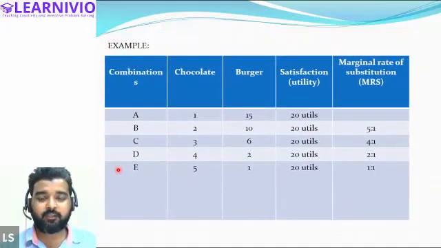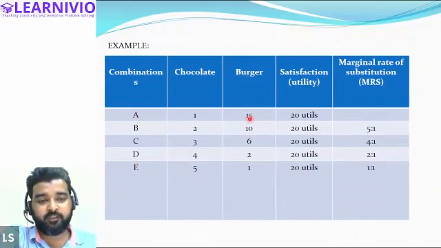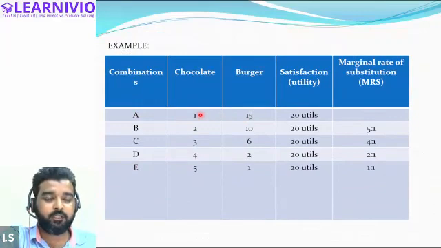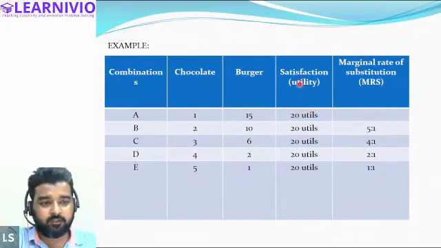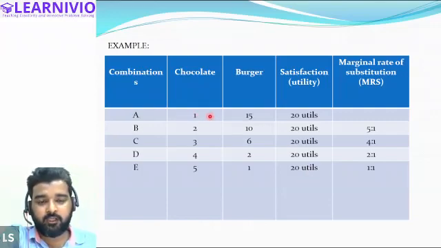Now, let's understand this through an example. In this example, I have taken basically 5 combinations. Suppose the customer is consuming chocolates and burgers. Initially, he was consuming 15 units of burger and 1 unit of chocolates, right? Now, this combination is providing him 20 utils of satisfaction. This is just to make you understand. Otherwise, this column is not drawn when we discuss the indifference curve approach. So in combination A, he's receiving 20 utils of satisfaction.